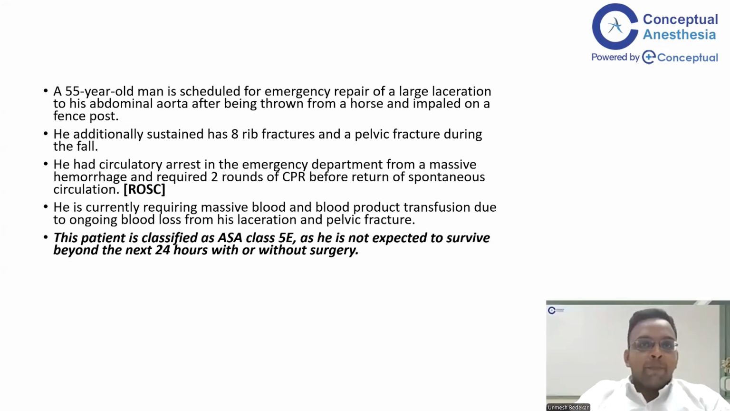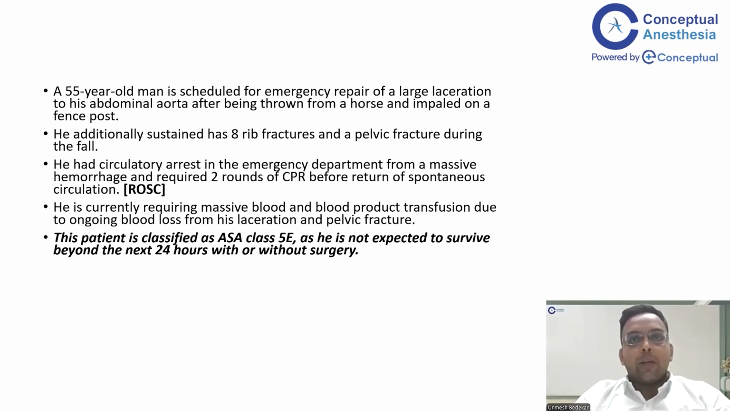Another example is a 55-year-old man scheduled for an emergency repair of a large abdominal aorta after being thrown from a horse. He additionally has sustained some other fractures like 8 rib fractures and a pelvic fracture post-fall. He also had a history of a circulatory arrest in the emergency department from a massive hemorrhage and had required 2 rounds of cardiopulmonary resuscitation before the spontaneous return of circulation.